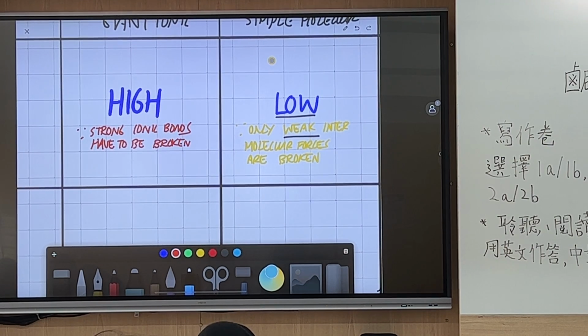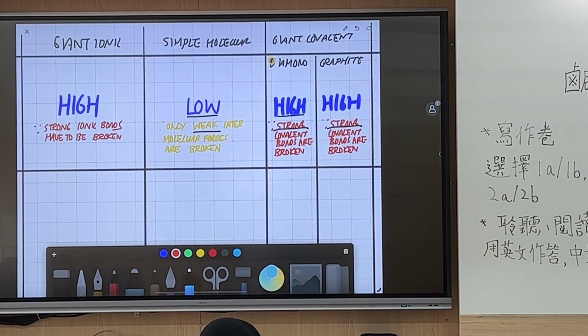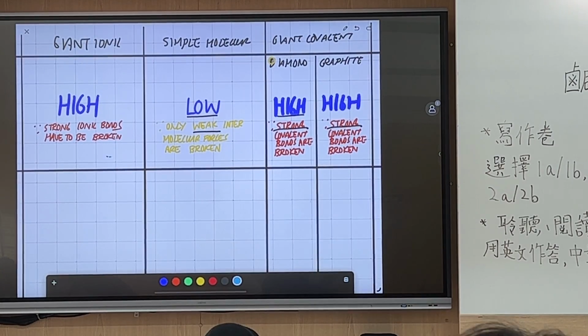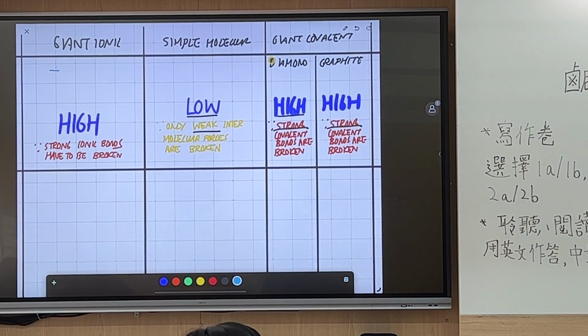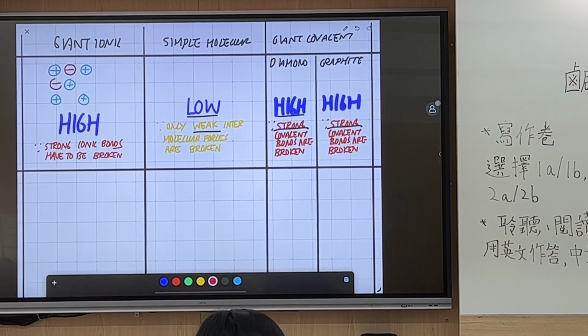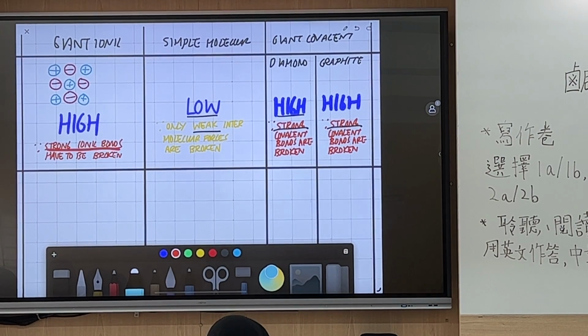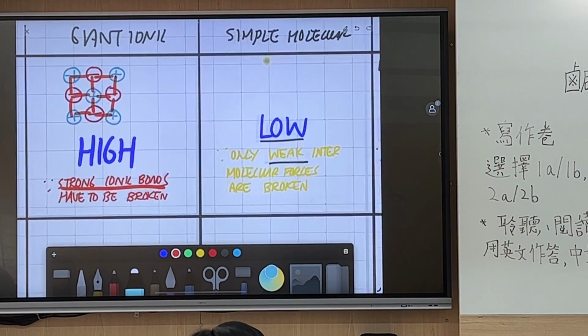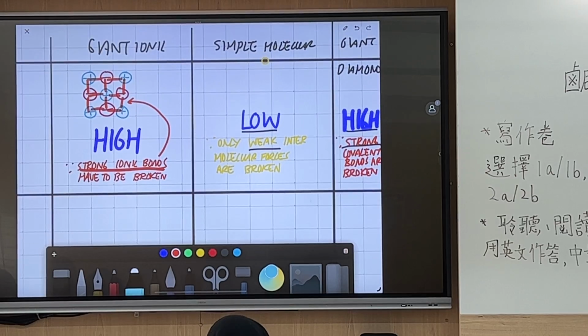If you still have space, you can draw a bunch of ions and write down where the ionic bonds are found. They are found between ions of opposite charges. So these are the strong ionic bonds here, and everywhere, like chains. These are what chain the ions together.